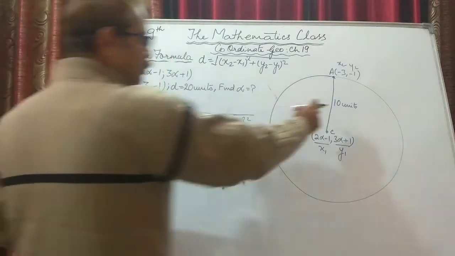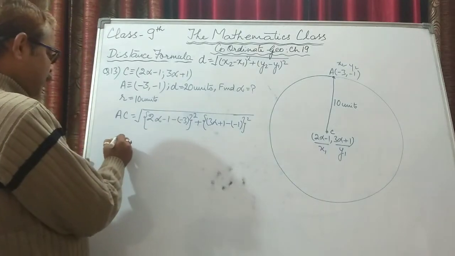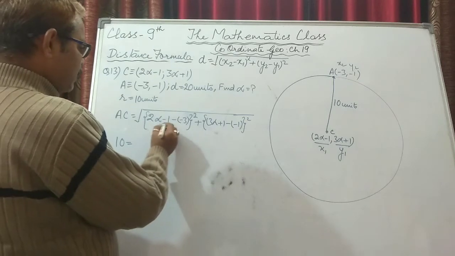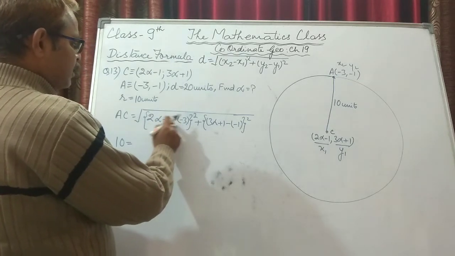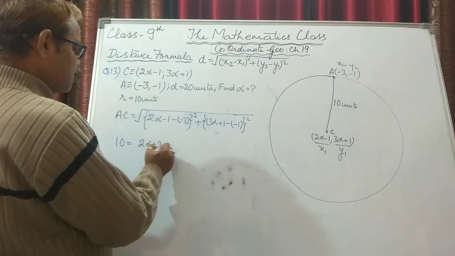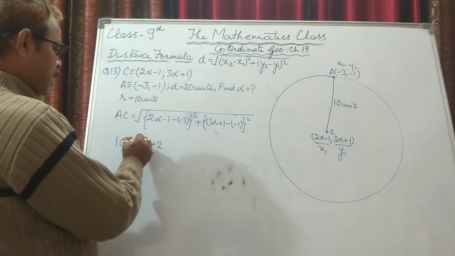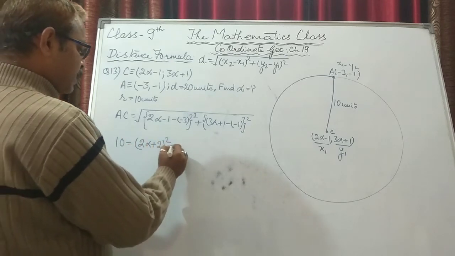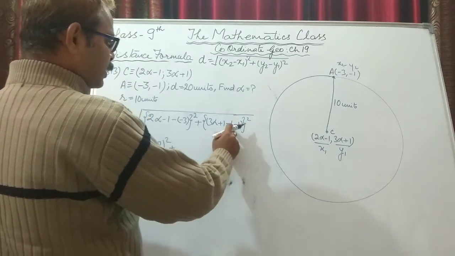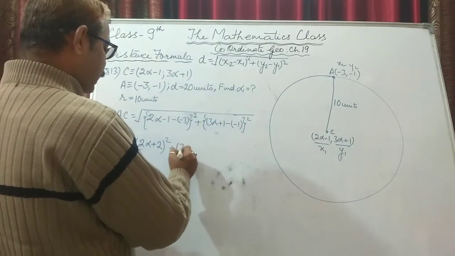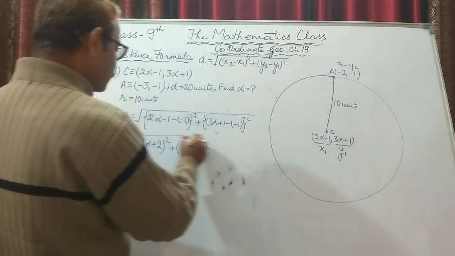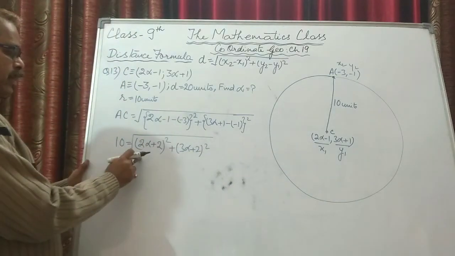Now AC is given to you, how much? 10. So this can be written as 10 is equal to, 2 alpha minus 1 and plus 3. Minus 1 plus 3 will be 2 alpha plus 2, whole square, plus 3 alpha plus 1 and one more plus 1, so 3 alpha plus 2 whole square, and then all in root.